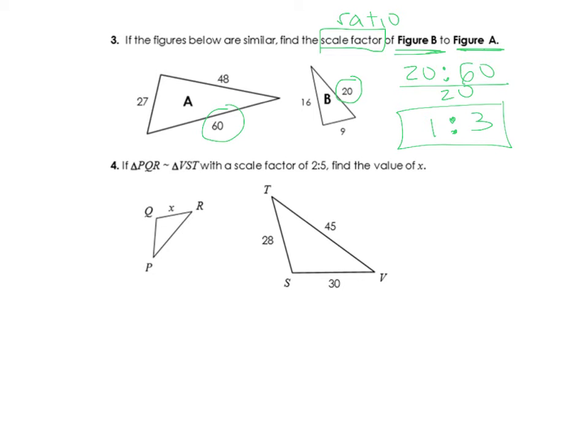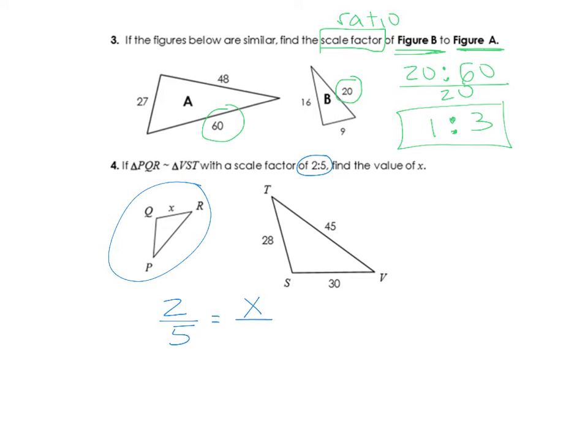All right. Scale factor of 2 to 5. Most of the problems we do involve fractions, so this is one where I would do a fraction. The scale factor is 2 to 5. Find the value of x. The 2 is the small. Which triangle is the small triangle? Well, that one, so the x has to go with the 2. But now we have to figure out what number is going to go on the bottom.